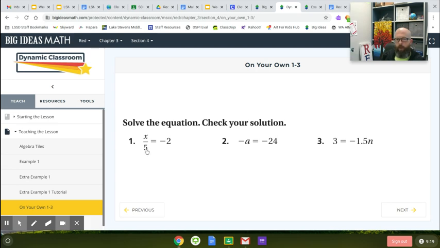Okay, so here I'm going to multiply both sides by 5. Here, I don't want a negative, so I'm going to divide by negative 1. And here, I'm going to divide by negative 1.5. So just imagine there's a 1 here, right? So once you do these, you should end up with x equals negative 10, a equals 24, and n equals negative 2. So if I divide by negative 1 here, and divide by negative 1.5 here, and multiply by 5 here, that's the answers that you should get.